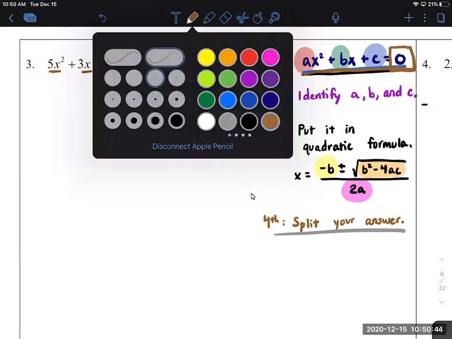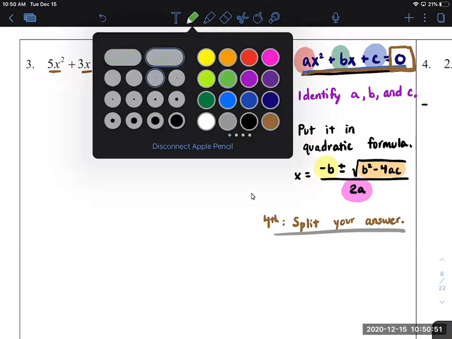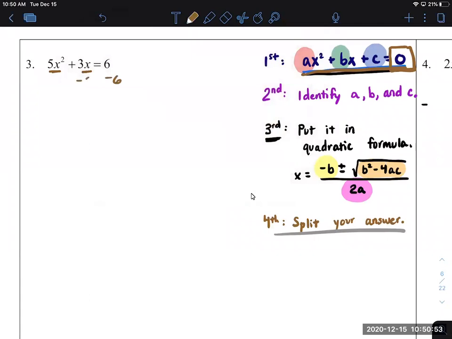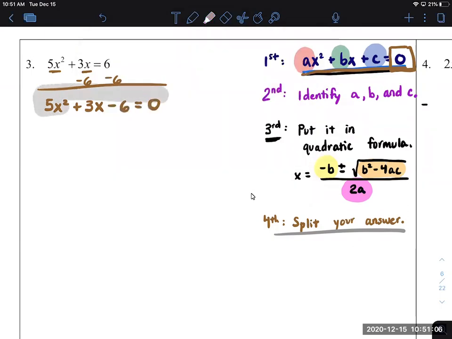So what you have to do in this case is subtract 6 on both sides. You use a different color here, subtract 6 on both sides. So then we get 5x squared plus 3x minus 6 equals 0. And that's what I'm looking for. I want that to be equals 0. So now we are going to use this equation to plug that into the quadratic formula and get our answers.